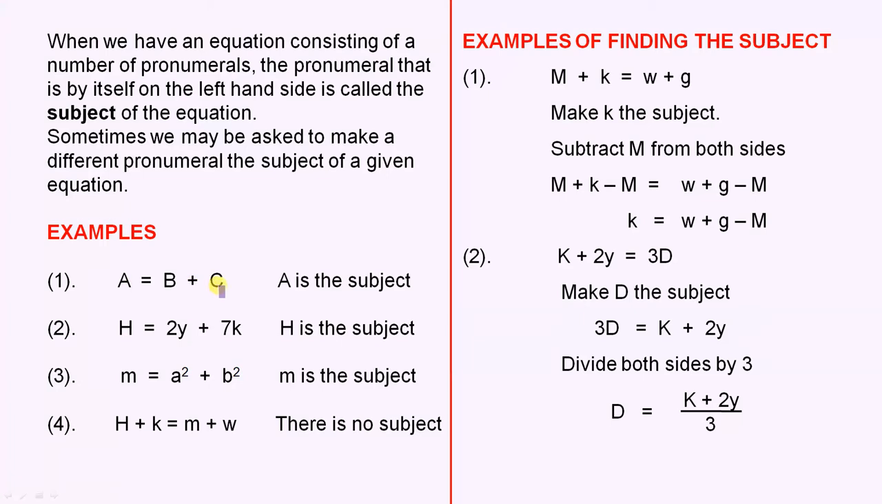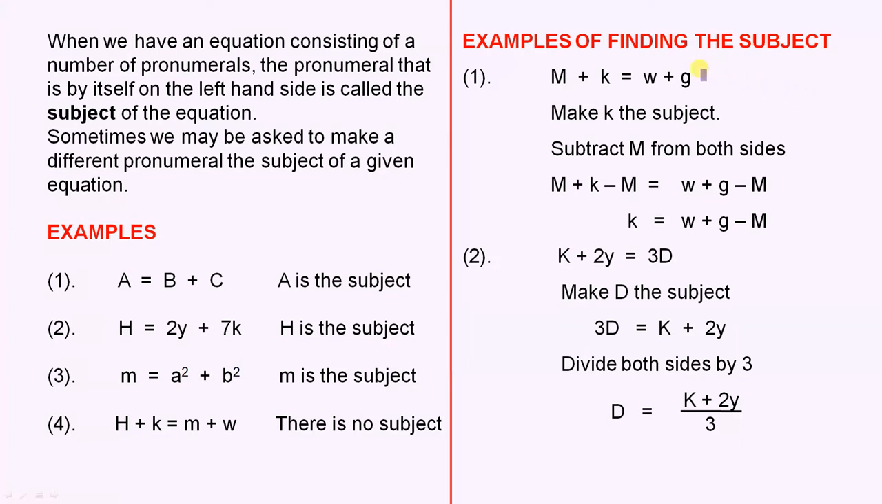If we have a equals b plus c, a is the subject because it's the pronumeral by itself on the left-hand side. H equals 2y plus 7k, h is the subject because it is by itself on the left-hand side. M equals a squared plus b squared, m is the subject because it is by itself on the left-hand side. And if you have h plus k equals m plus w, there is no single pronumeral that is the subject, because here you have two different pronumerals. So let's have a look at some examples of finding the subject.